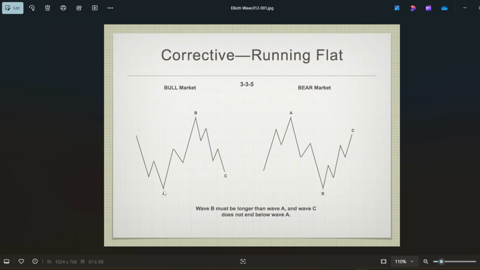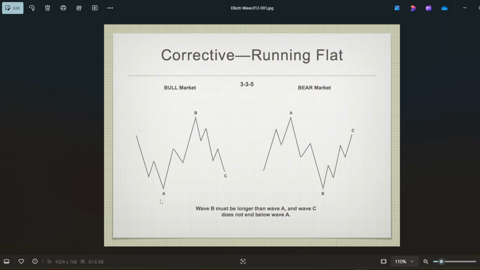Wave A is a three-wave move, as you can see, in the opposite direction of the main trend. It's usually in the opposite direction of the main trend, okay? This is wave A, 1, 2, 3. It's in the opposite direction of the main trend, right? Because this is the trend. The trend is a bullish trend. This is for a bull market. So wave A is in the opposite direction of the bullish trend. In this case, it is the opposite direction of the bearish trend, right? So wave A is in the opposite direction of the main trend, basically.